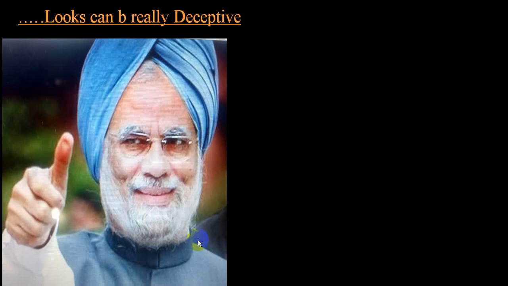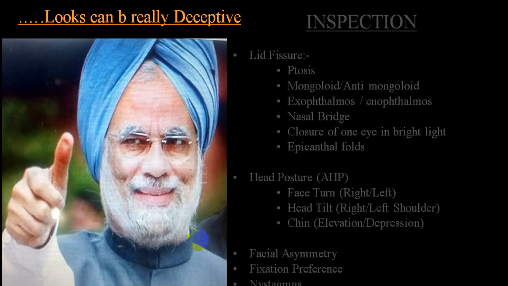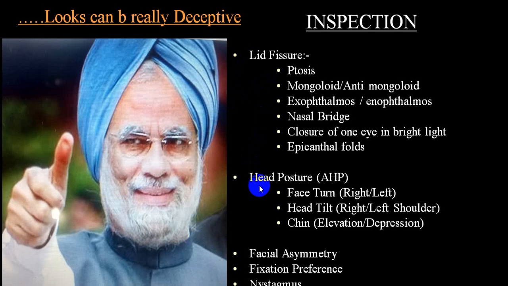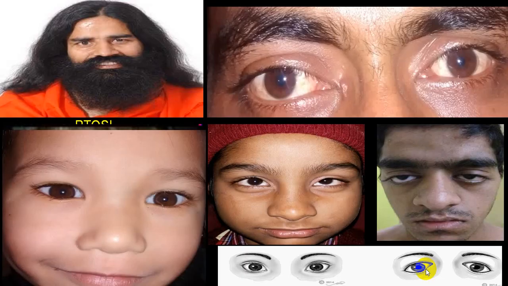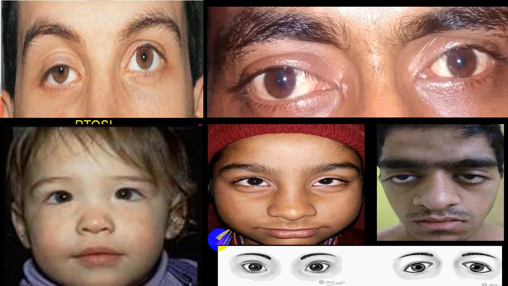Yes, looks can be deceptive. So inspection, head position, facial asymmetry, look also for nystagmus, etc. A good examination will always be helpful. Try to identify whether it is concomitant or non-concomitant, whether it is phoria or tropia, what variety, whether it is exo, iso, hypo, hyper or divergent. All those should be looked for.